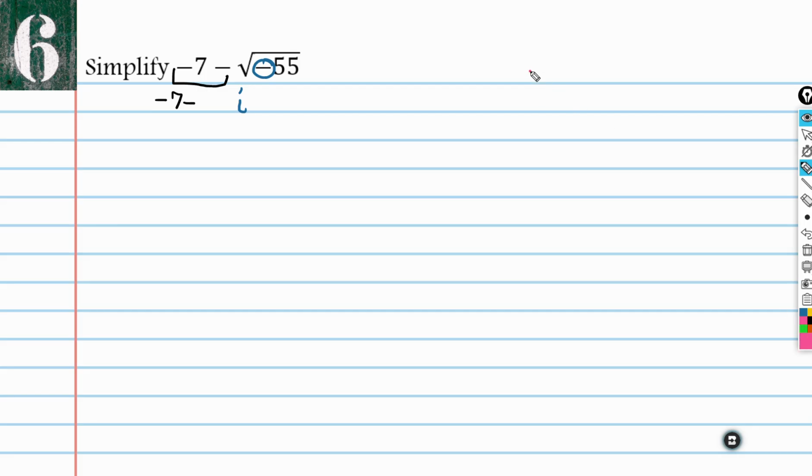And now we're going to try to simplify the square root of 55. So I go to my perfect squares list. 4 doesn't work. Next number up is 9. It's not a factor. 16 is not a factor. 25 is not a factor. 36 is not a factor. 49 is not a factor. And the next one up is 64, which is too big.